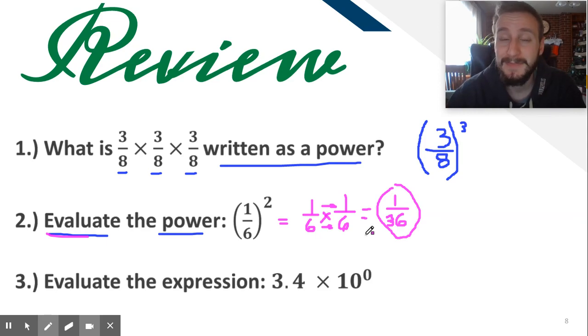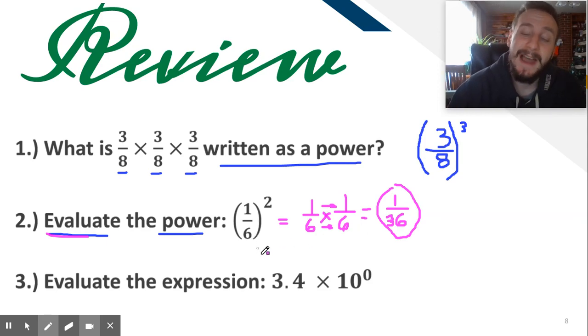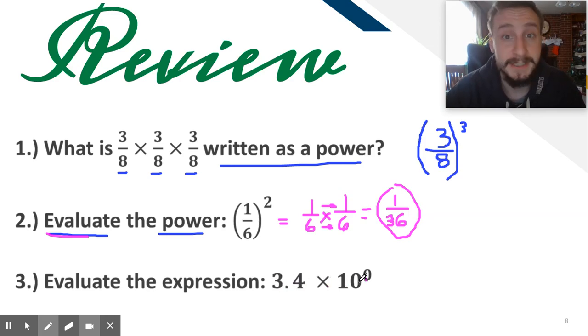Done. The last one. Evaluate the expression 3.4, so 3 and 4/10, times 10 to the power of 0. So let's think about this. Just like the last example we talked about, the first thing you want to do is evaluate any exponents we see. Do we have exponents in this expression?